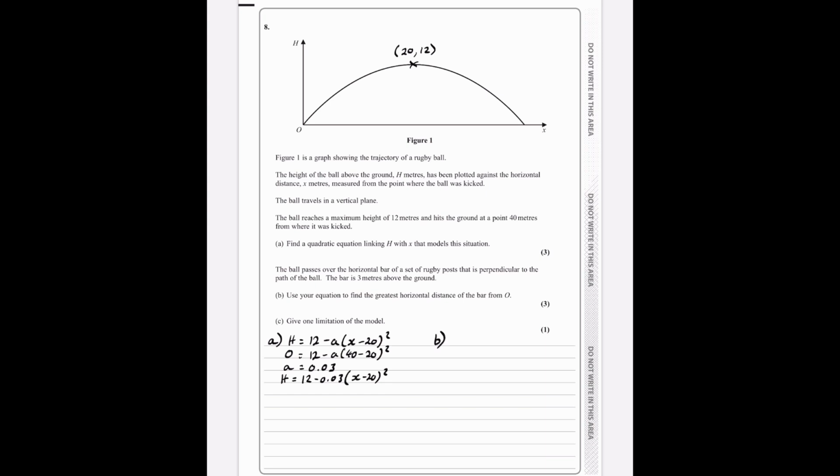For b, we're going to solve the equation when we take our model and substitute h for 3. We're going to get two solutions here, one where x is going to be small and one where x is going to be just less than 40. Do a little rearrangement of the equation, divide both sides by 0.03, square root it, and then add 20.